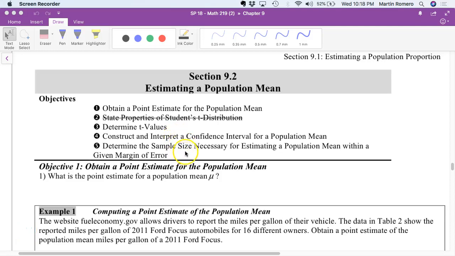This is the video for lecture 9.2. Take out your chapter 9.2 note sheets, estimating a population mean. So we'll start off with that first question.